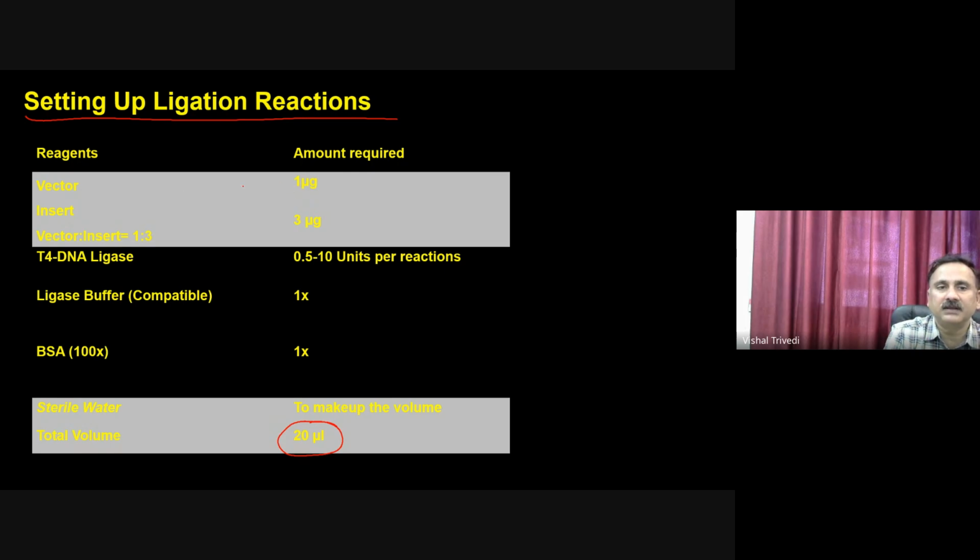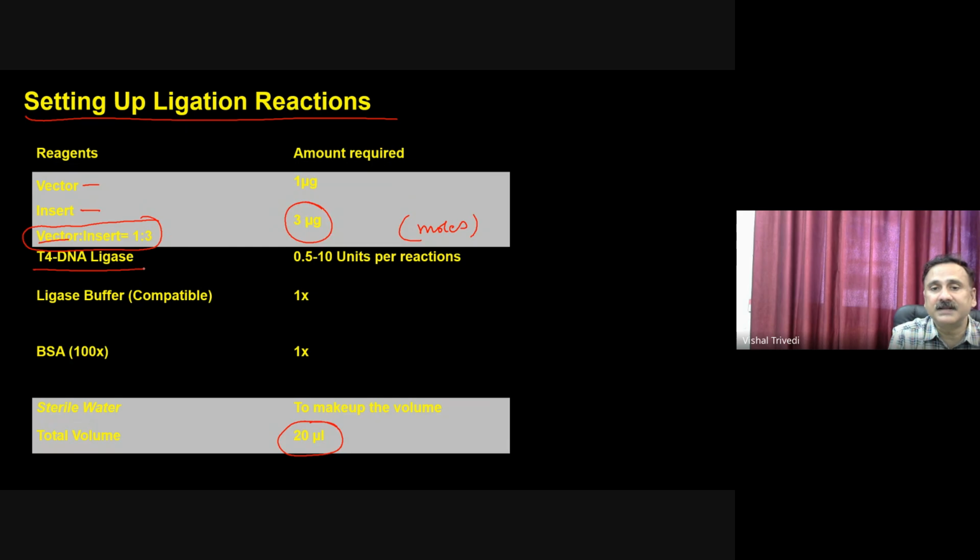So you're going to take the vector, right? So this is the vector. You're going to take the vector, you're going to take the insert, and ideally we always take vector versus insert in a ratio of 1:3. In terms of moles, not in terms of weight or quantity, okay? So that you have to calculate. So the vector is size whatever, the insert is size whatever, then you have to take them in a 1:3 ratio.